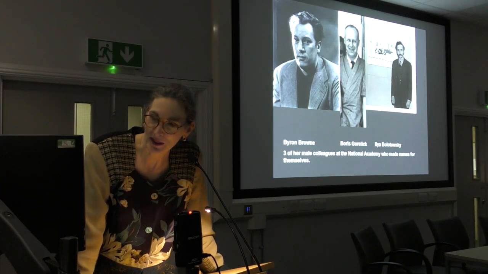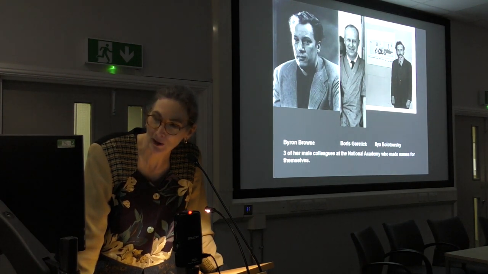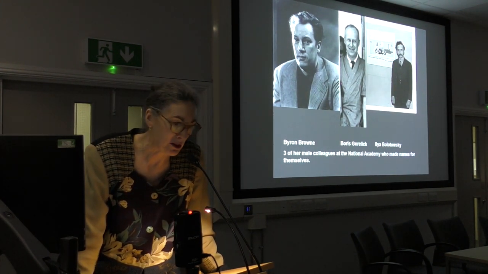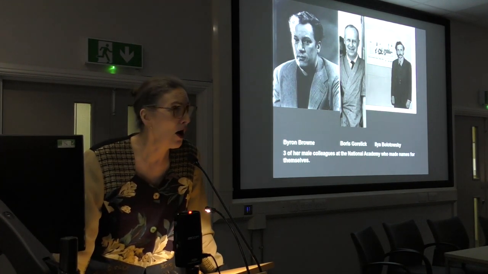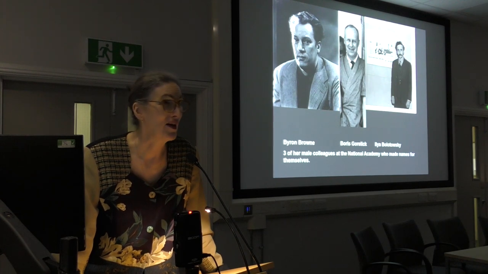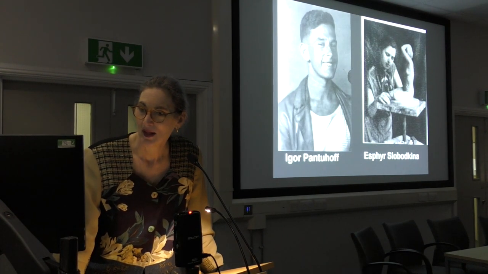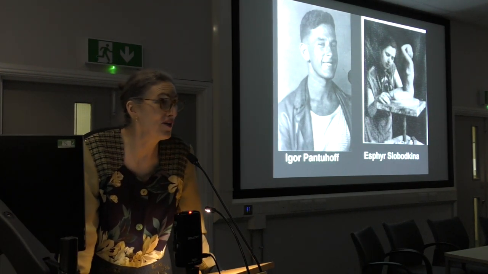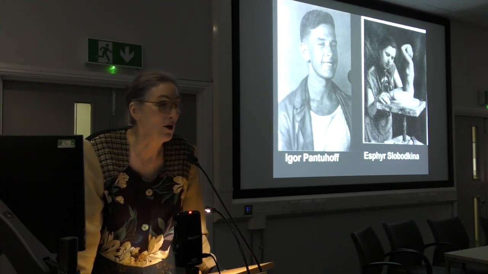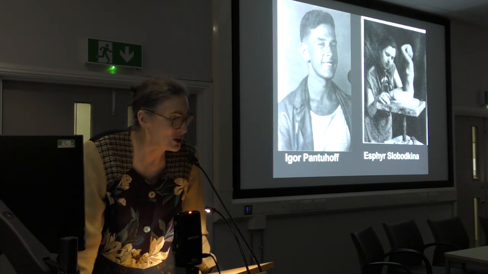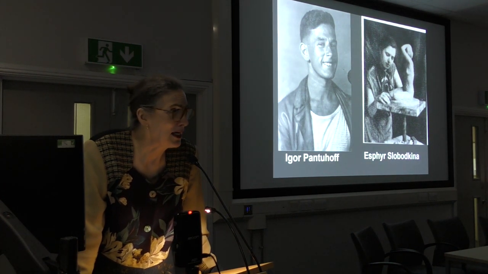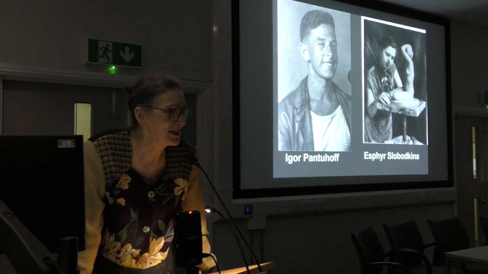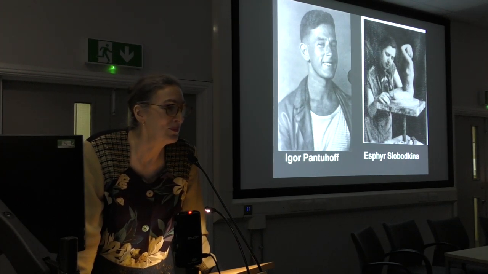You'll see why that becomes interesting in a second. But Byron Brown, Boris Gorlick, and Ilya Bulatovsky are three examples. They all made names for themselves, just not as famous as Krasner would become. Another two of the students, Esther Slobodkina, became a pretty famous children's book illustrator, although she also painted abstract paintings. She's not very well known. And she was Jewish from Siberia. And Igor Pantuhoff, the best male artist at the school, was not Jewish, but a Russian immigrant.